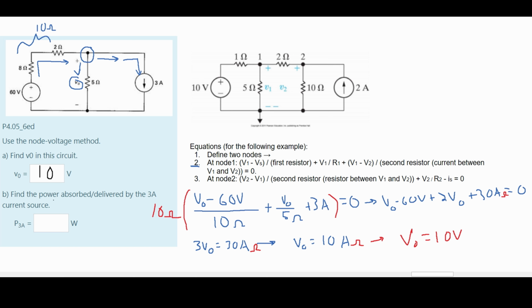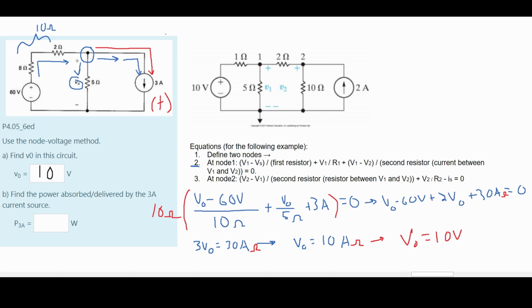Next, we're asked to find the power absorbed or delivered by the 3 amp current source. Well, if we look at our 3 amp current source, I'll draw this in red. From our node to our current, power is going through it. The same way that our current is flowing through here, that means it is being absorbed. And since it's being absorbed, we're going to have a plus.